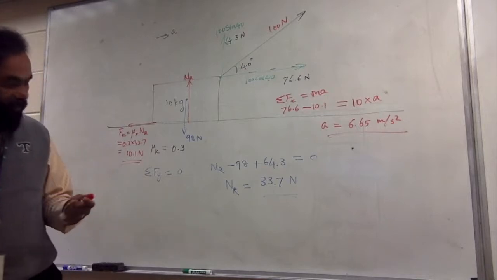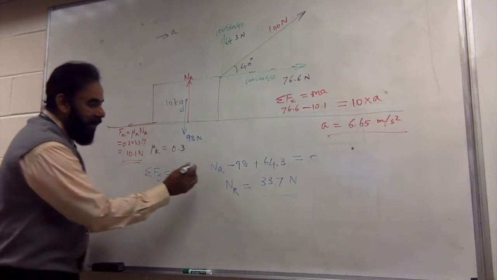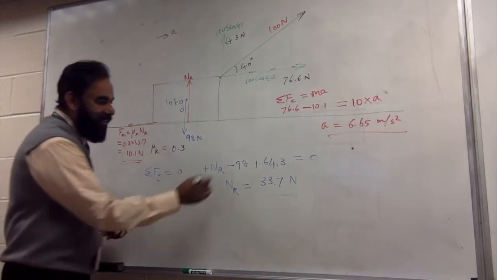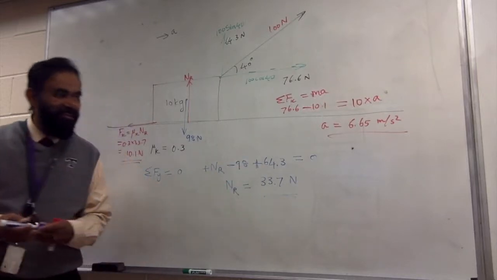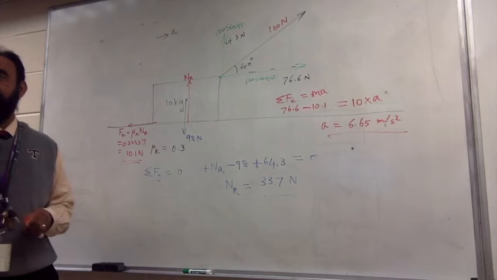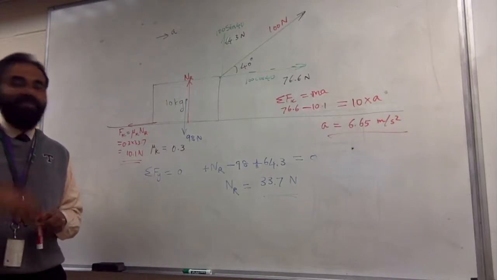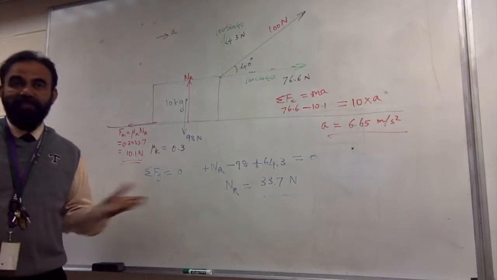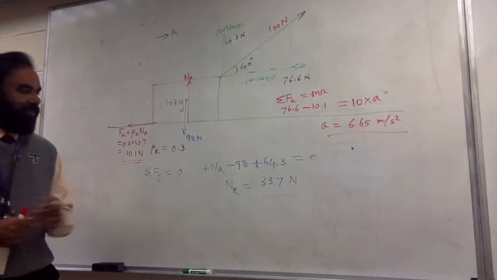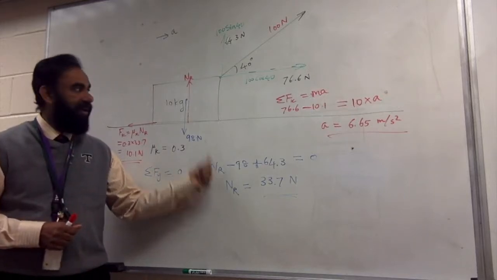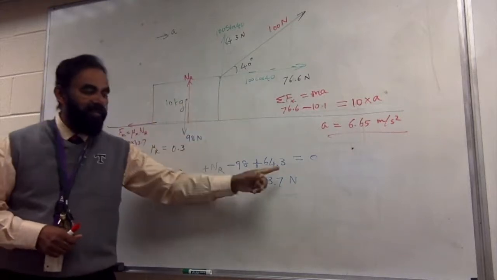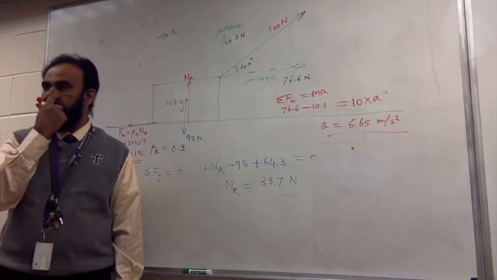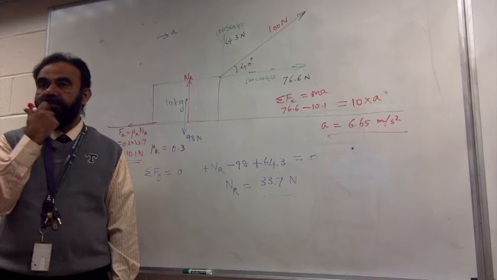So let me put it this way. NR is positive NR, negative 98, and a positive 64.3 is equal to 0. Alright? The sign in front of the variable is what is responsible for that variable. So this is a plus sign which is for NR, and that minus sign is for the 98, and that's a plus sign for that. Is that clear? Any other questions? Any other questions? No?